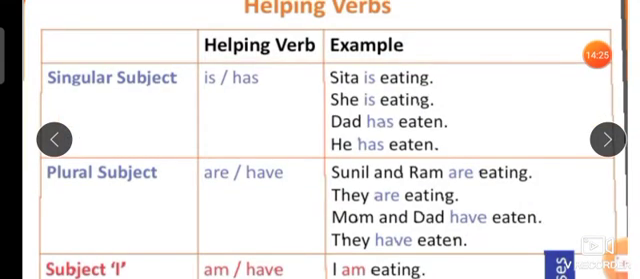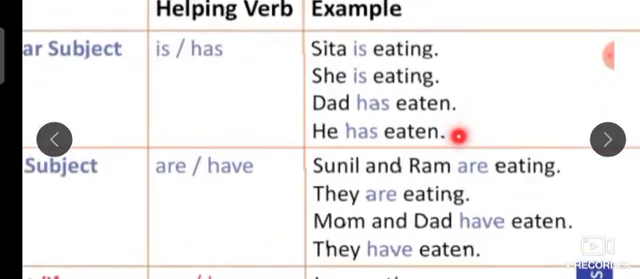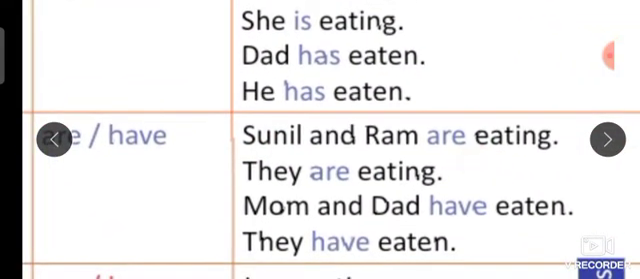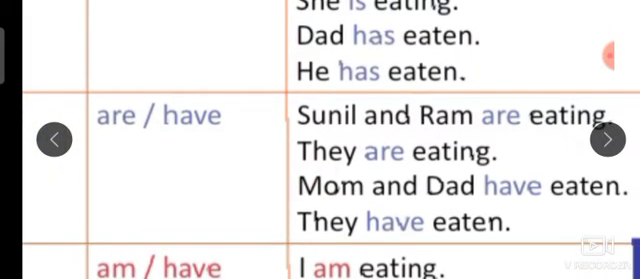So children, let's see examples of plural subjects. Okay, Sunil and Ram are eating. Here you can see two members. So when there is more than one person, we call it a plural subject, isn't it, children? So Sunil and Ram are eating. For a plural subject, when the action is happening in the present, we are using the helping verb "are". They are eating.